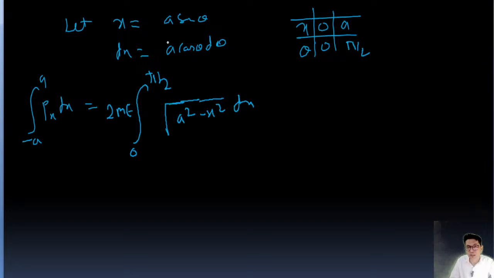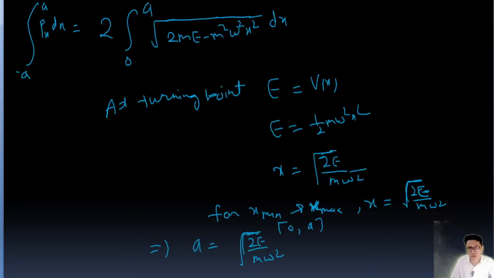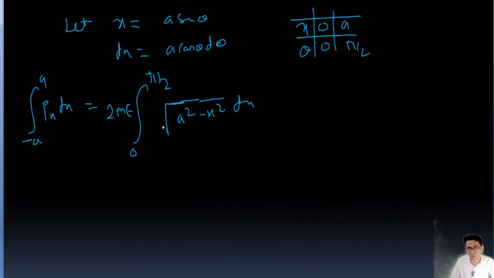This one, because we have made like this, and now we put the value of x in this expression here. And put the value of a as well. The value of a is this, so this implies the value of a square is going to be 2E upon m omega square. So if you put these values in this expression, this is going to be 2mE, which we will take common as a constant.